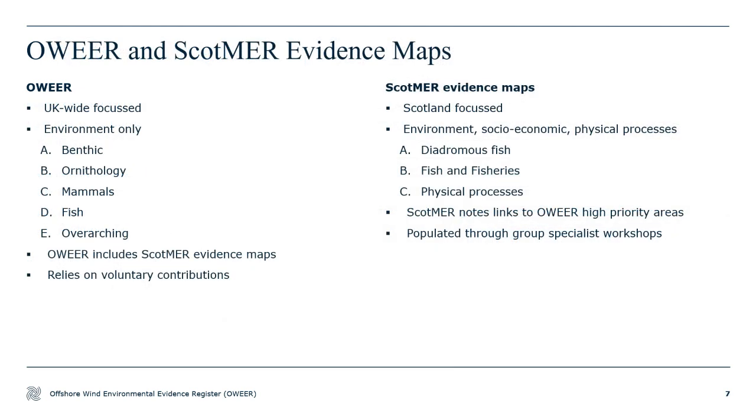As I've previously mentioned, the OWEER and ScotMER evidence maps are quite similar, but there are also some key differences. The OWEER has a UK-wide focus, while the evidence maps are focused on Scotland only. The OWEER only includes environmental receptors, while the ScotMER evidence maps also have some additional receptors like socioeconomics, physical processes, and fisheries. The OWEER incorporates evidence maps as separate evidence gaps within the register, while the evidence maps instead note links to the high priority report themes that I've mentioned on the previous slide.